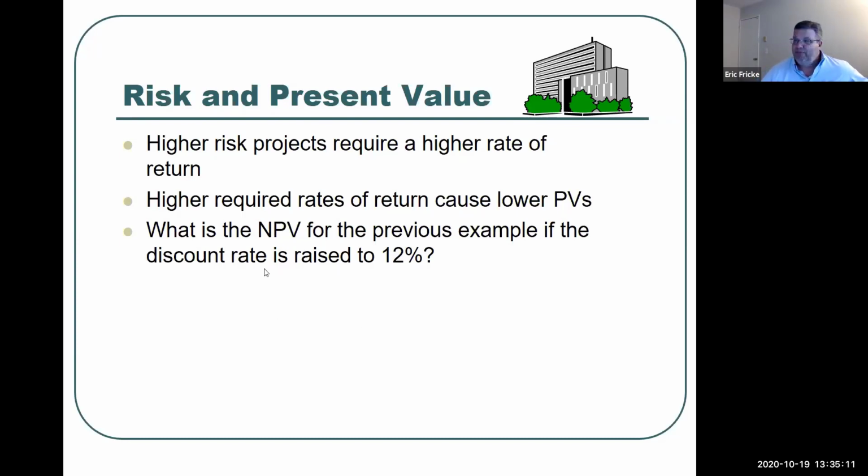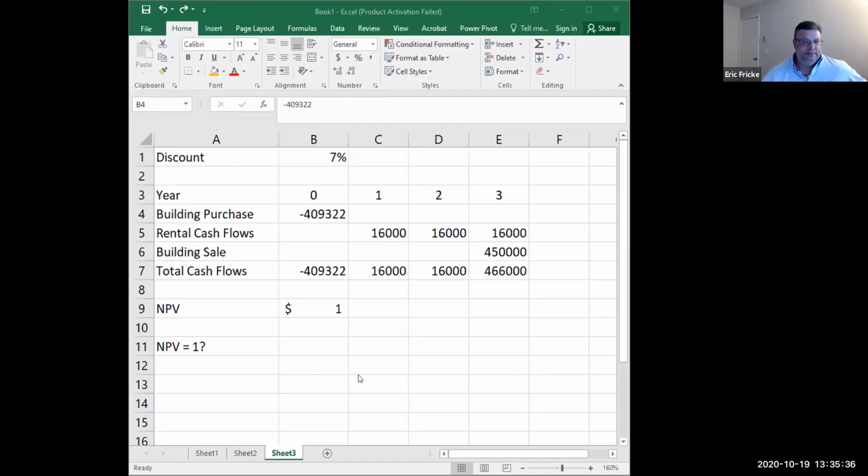So let's do an example. What is the NPV for that previous problem we just did if the discount rate was raised to 12%? I'm going to go back to the spreadsheet. I'm going to go back to the original purchase price we had. That was $350,000, right? And at that time, we calculated an NPV of $59,323.